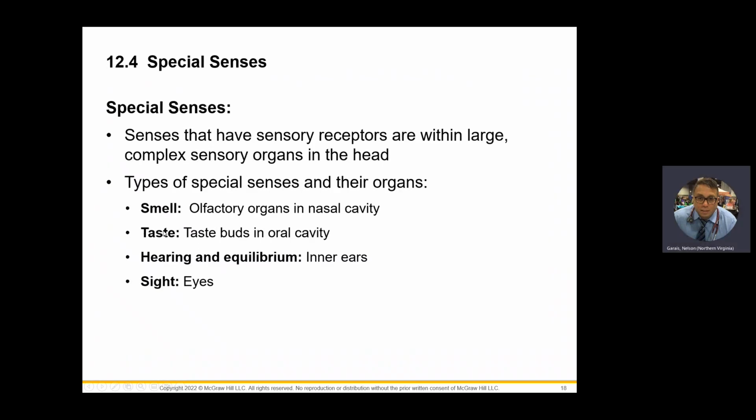Special senses are special senses in your head. Smell is olfactory, taste is gustatory, hearing and equilibrium because of your cranial nerve 8, that's your inner ear. So you not only hear, you have balance, and it's a combined special sense. And of course, last but not least, vision. It's your ability to see things.